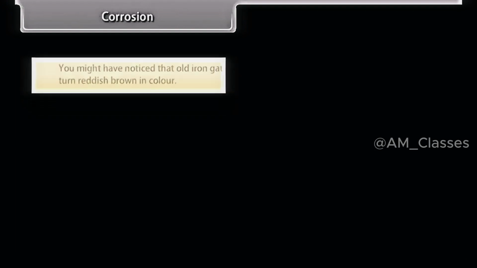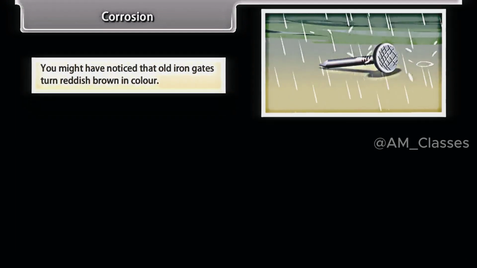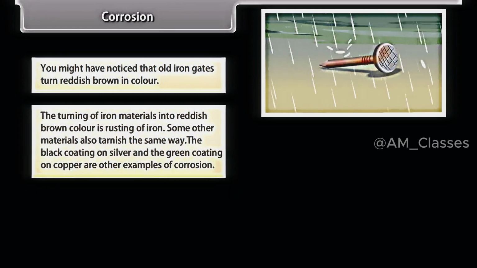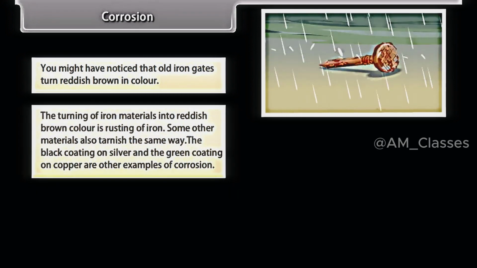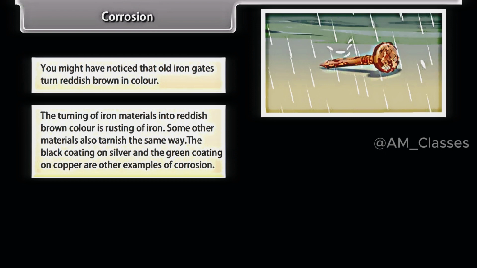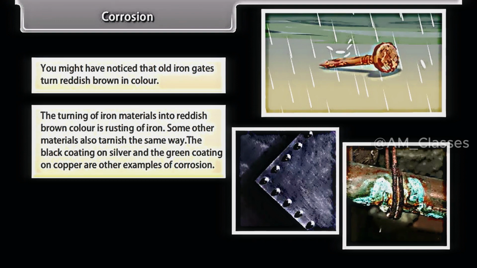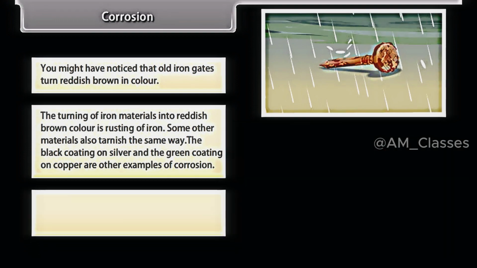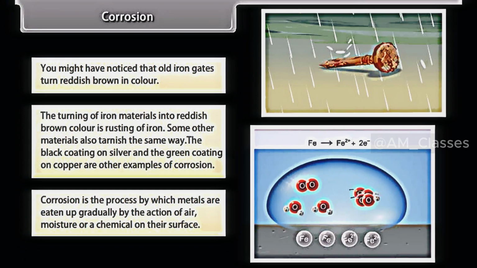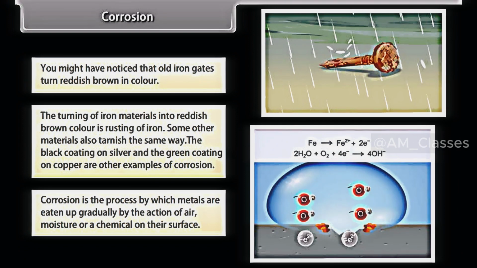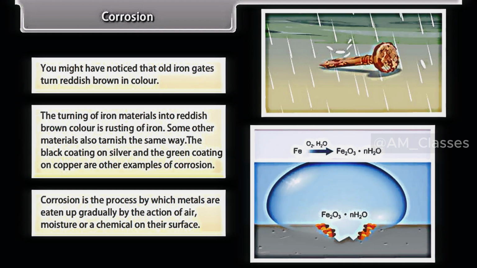Corrosion. You might have noticed that old iron gates turn reddish-brown in color. The turning of iron materials into reddish-brown color is the rusting of iron. Some other materials also tarnish the same way. The black coating on silver and the green coating on copper are other examples of corrosion. Corrosion is the process by which metals are eaten up gradually by the action of air, moisture, or a chemical on their surface.